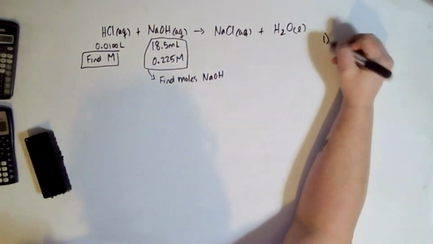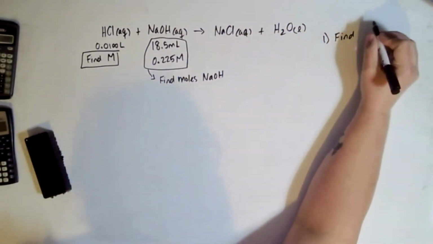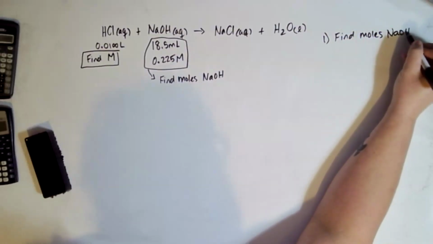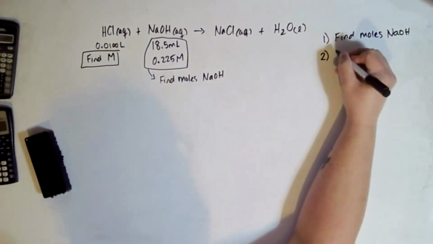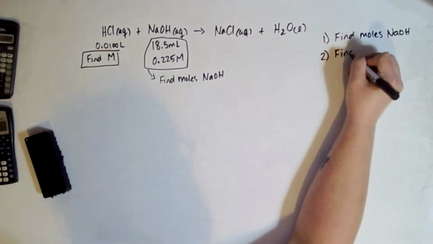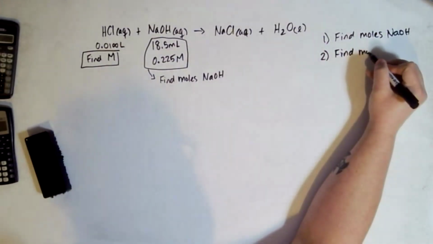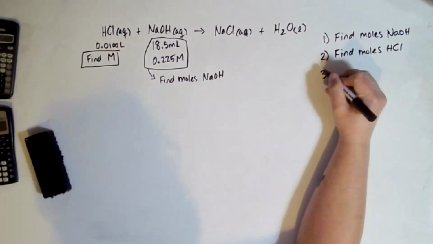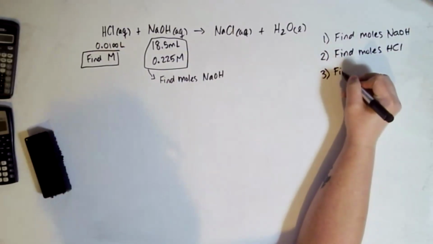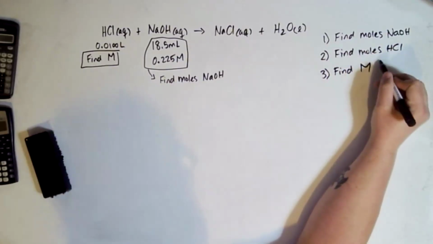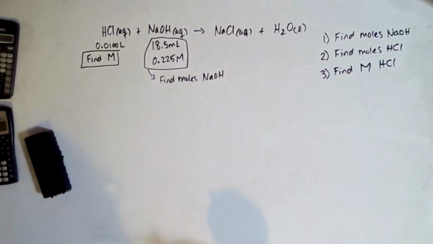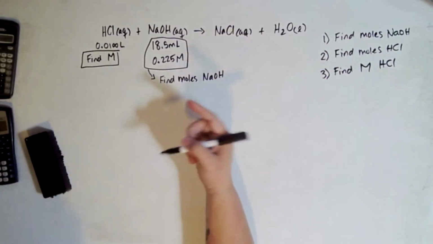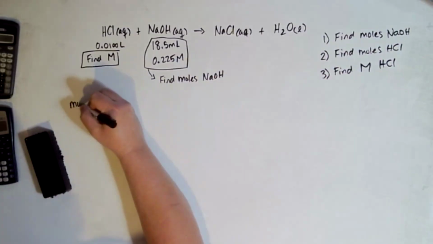Once we have the moles of the NaOH, make a list right here. Step 1, find our moles of NaOH. Step 2, use the moles of NaOH to find our moles of HCl. And once we know the moles of HCl, we can find the molarity of HCl. All right. So how do we find the moles of the NaOH? Molarity times volume in liters.